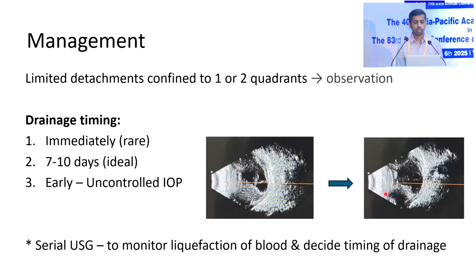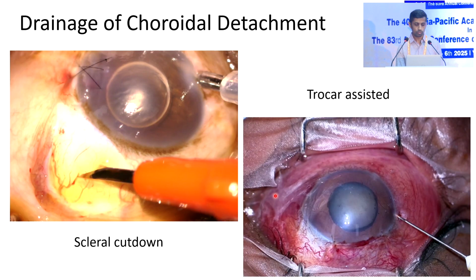Limited detachments confined to 1 or 2 quadrants can be observed. Drainage is needed in extensive suprachoroidal hemorrhage. Ideally, the drainage is done around 7 to 10 days when the blood liquefies. Serial ultrasound will help us to decide the timing of drainage.